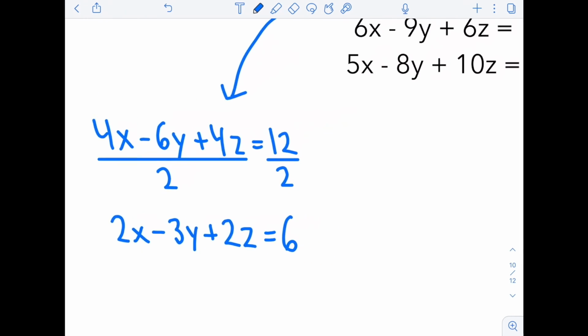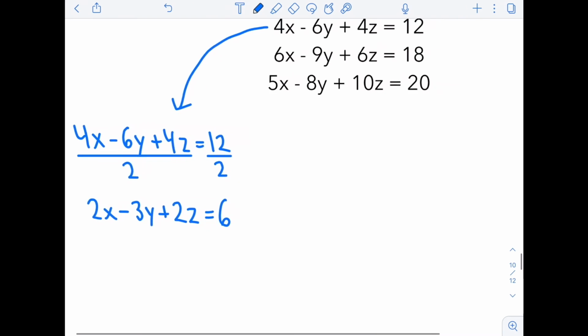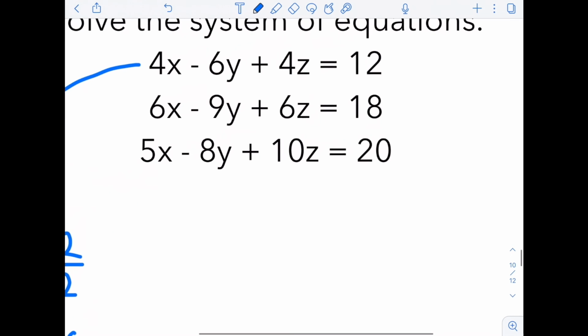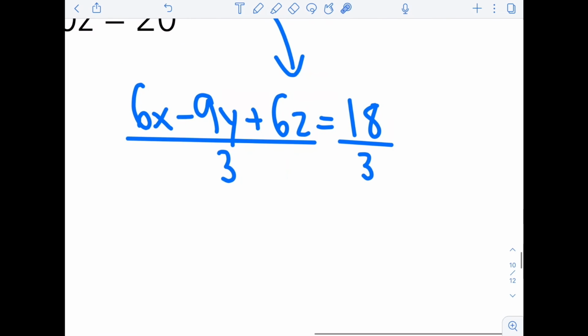Okay, so now that I have the 2 divided out, I notice that in the second equation right here, we have a 6, -9, 6, and 18. And all of those have a common factor of 3. So I'm going to divide both sides of the second equation by 3. I'm going to divide each term on the left side of the equation by 3.